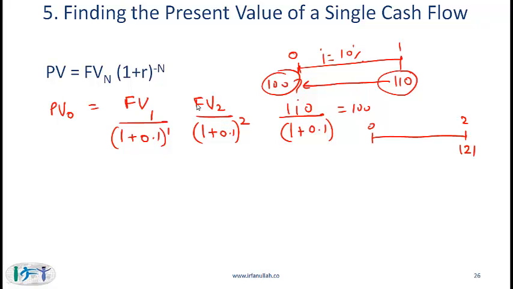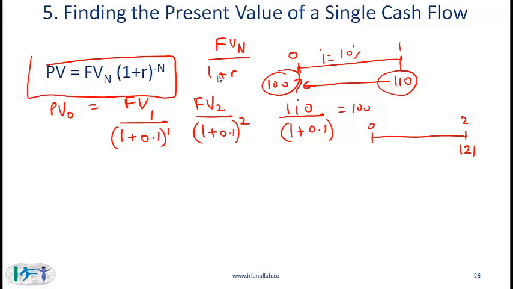So if we are to write this in general form, then this is what we would have. And I'll just write this in a simpler form. The present value is equal to the future value at time n divided by 1 plus the interest rate raised to the power of n.